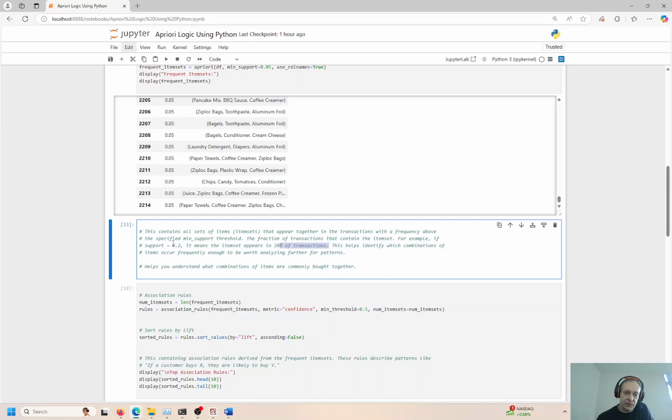Right? So we're setting this threshold 0.02, 20%, and we want to see what these combinations of items are again, so we can create useful product placement, so we can understand the relationships of what's being bought together and what's not being bought together. If it's not being bought together, then we don't really care about that.